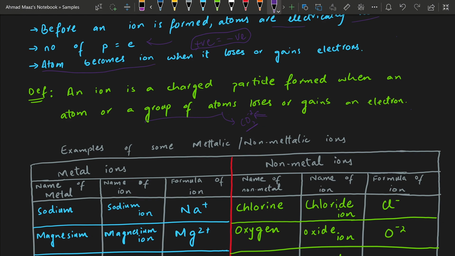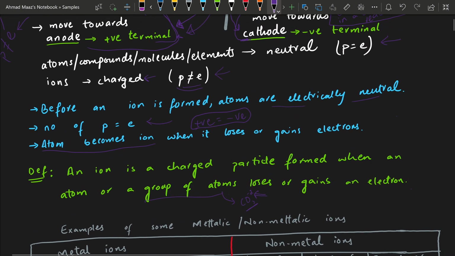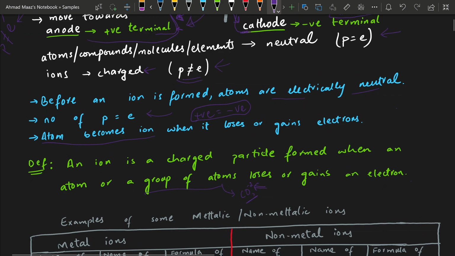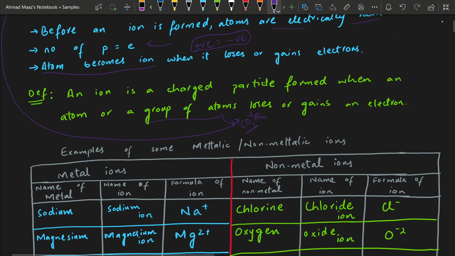Alright, a negative ion. A negative ion must move towards the positive terminal. So that is why the positive terminal is the anode. That is why this will be an anion. And the sulfate ion is another group of atoms, SO4 2 negative. Now this is a group of atoms that has gained 2 electrons. Now this is also another anion, which will move towards the anode, the positive terminal.